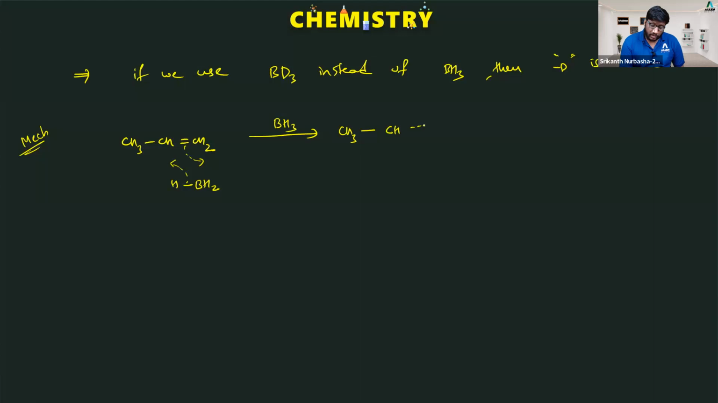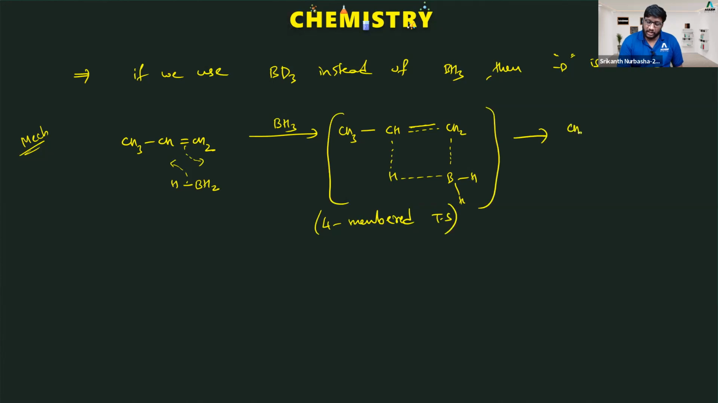CH3, CH, the pi electron density, the pi bond is going to be cleaved. The new bond is going to be formed between carbon and boron. Boron already has 2 BH bonds. The other BH bond is about to be broken because that hydrogen is going to develop a new interaction with the carbon. So this is nothing but your 4-member transition state, and this 4-member transition state is going to be unstable. It immediately forms CH3, CH2, CH2, BH2.